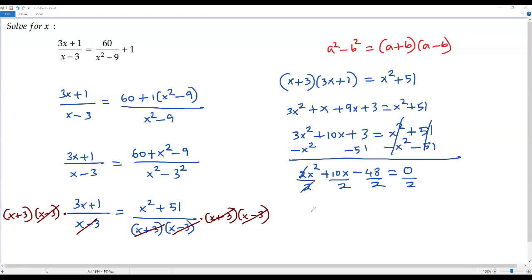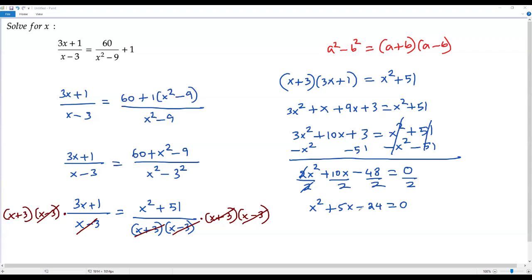This 2 will cancel out, and I'm getting x square. When I divide this 10x by 2, I'm getting positive 5x over here. When I divide this 48 by 2, I'm getting negative 24 equals 0 over 2, which is 0. Okay, now let's solve this equation.